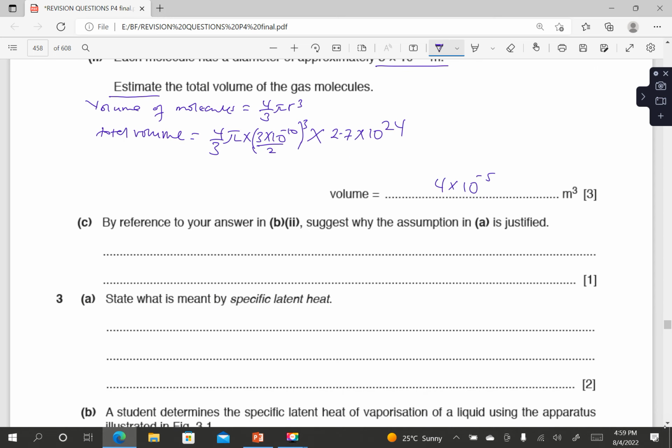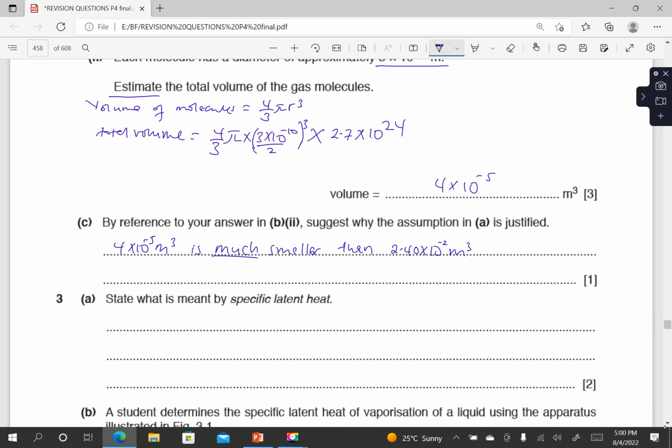And the assumption was that the total volume of the molecules is negligible compared to the volume of the container or the volume occupied by the gas. So we can note that 4 times 10 power negative 5 meters cubed is much smaller, this is very important, much smaller or far smaller than 2.40 times 10 power negative 2 meters cubed.